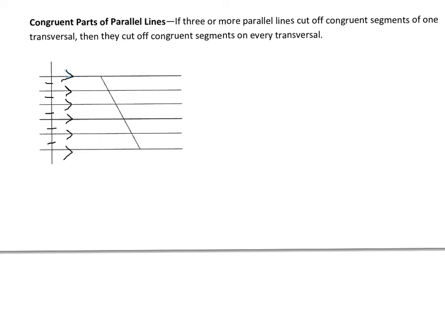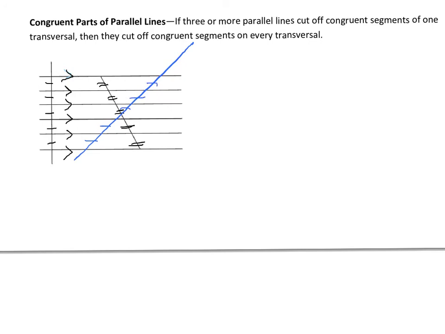Then they cut off congruent segments on every transversal. So this transversal line we have here on the right, then you know this piece is equal to this piece is equal to that piece, and so on. So I could draw a line any way. I could have even drawn a really bizarre line like that, and I could have still said that that piece is equal to that piece, is equal to that piece, which is equal to that piece, which is equal to that piece.